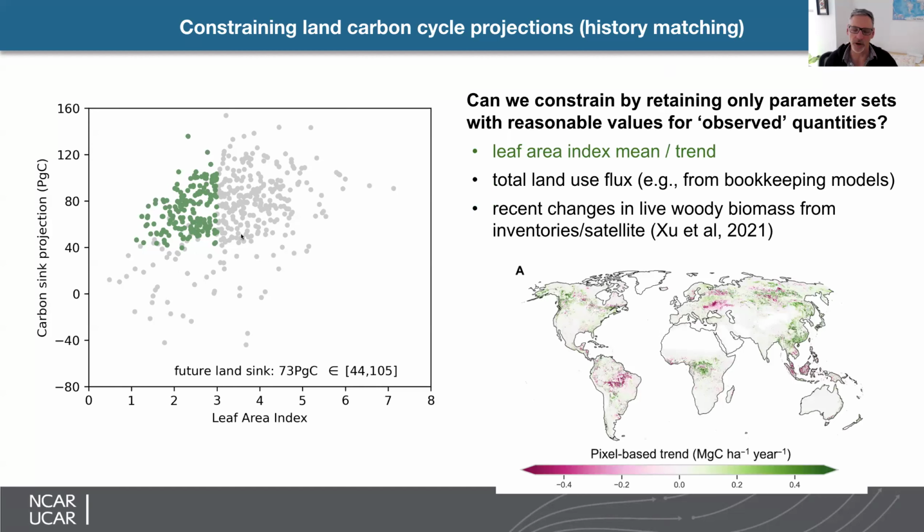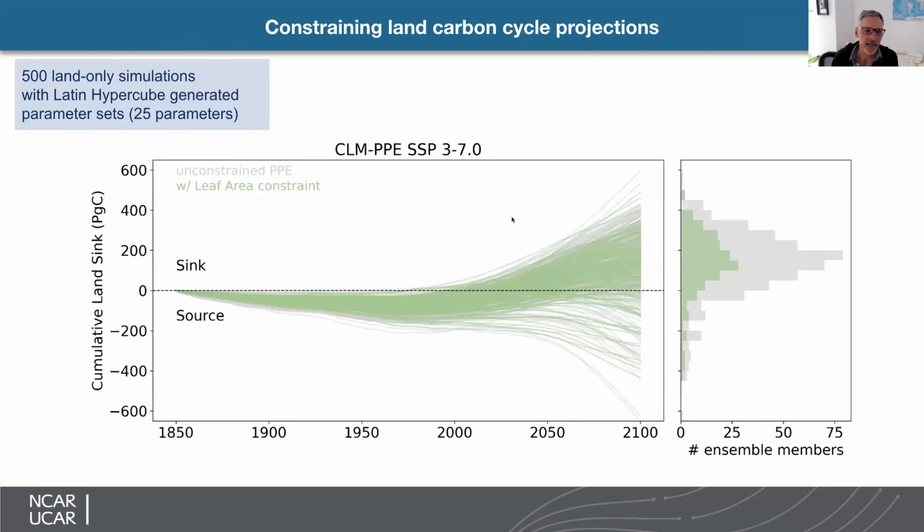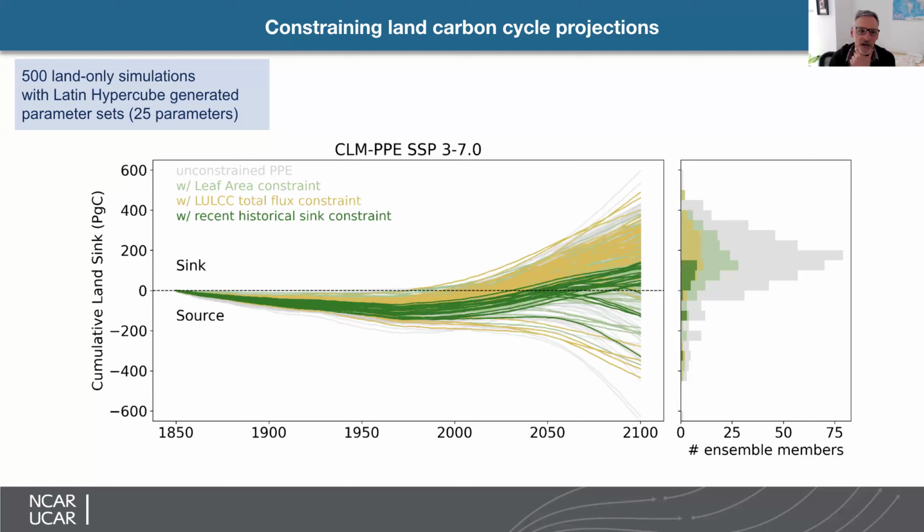And we can then use some other constraints, maybe the total land use flux or recent changes in live woody biomass. I just want to illustrate quickly that if we use that leaf area index constraint, we don't see a big constraint in the total range over here on the right. If we start using the land cover change total carbon flux constraint, it also doesn't provide a huge amount of constraint. But as we then try to use the recent historical sink constraint, we are seeing a restriction.